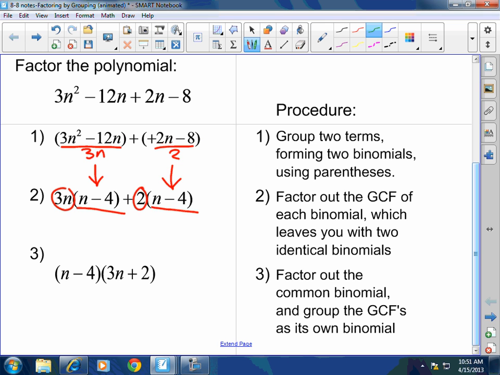Now, step 3, factor out the common binomial and group the GCFs as its own binomial. Isn't the common binomial here n minus 4? So can't I factor out the n minus 4? And I'm left with 3n plus 2? Does that make sense, gentlemen? Talk to me, boys.